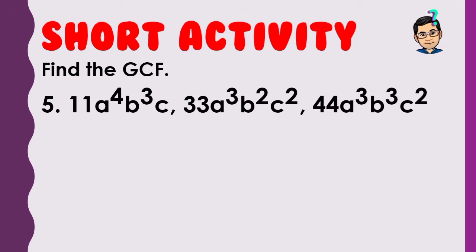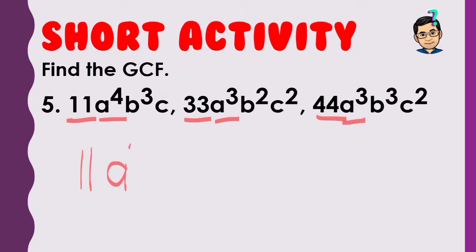Next, for the last example, we have 11a to the 4th power b cubed c, 33a cubed b squared c squared, and 44a cubed b cubed c squared. For 11, 33, and 44, what is their GCF? Correct, 11. Now, for the variable a, what is the greatest common monomial factor?